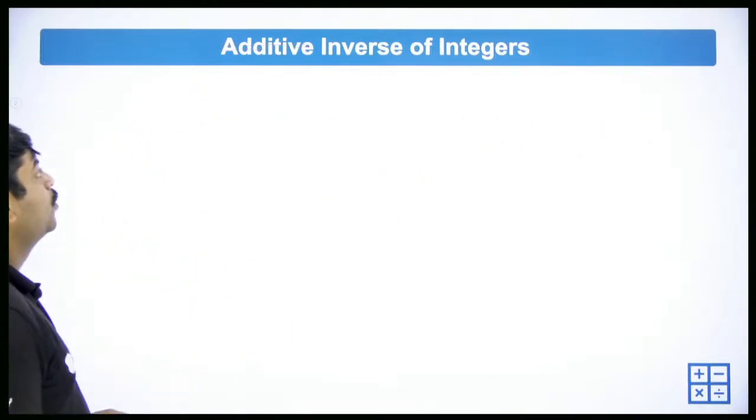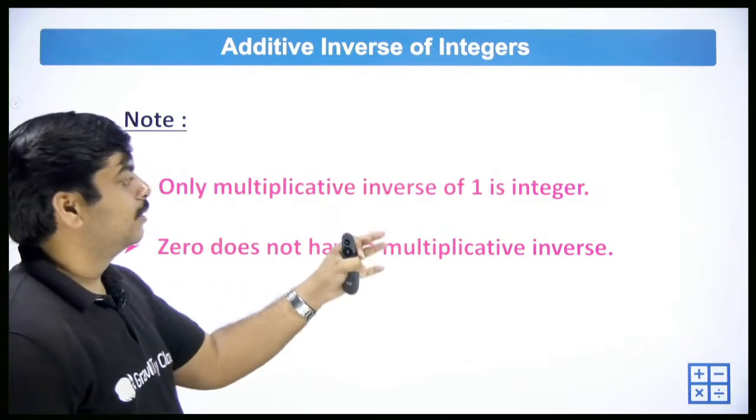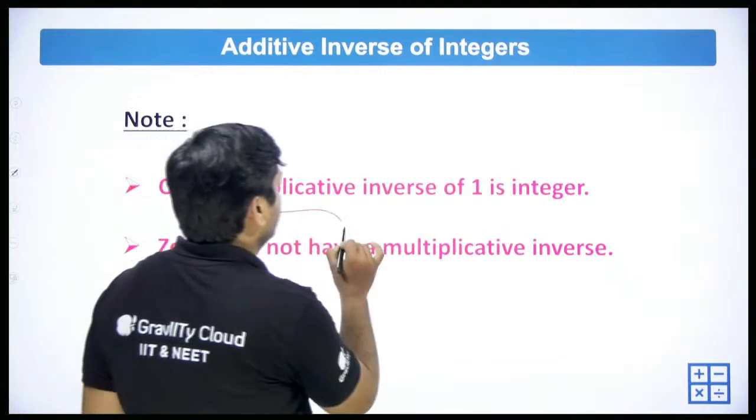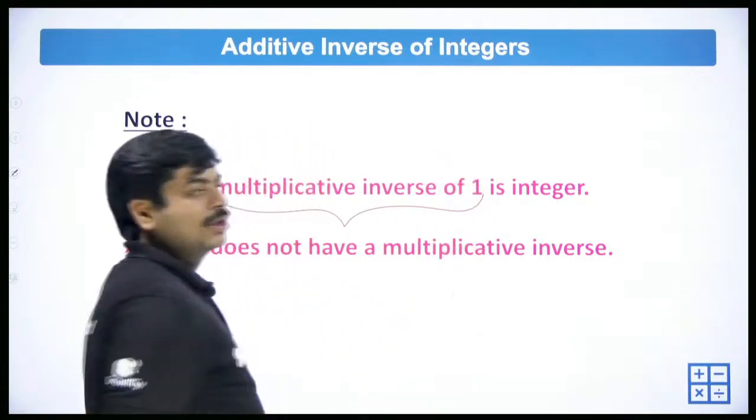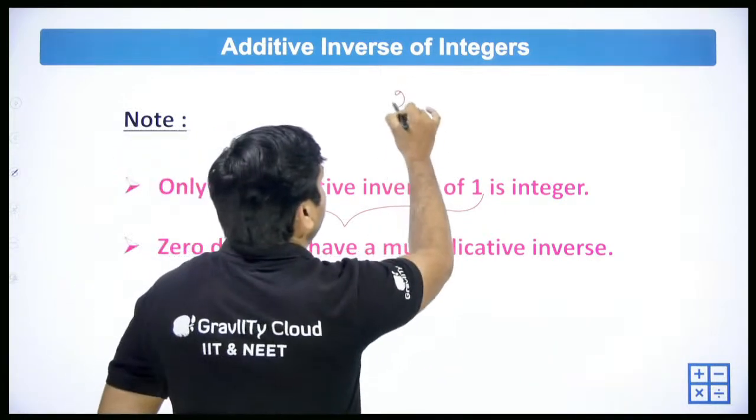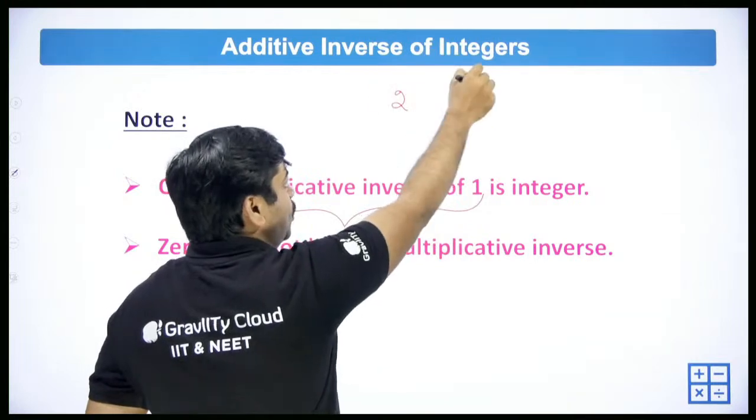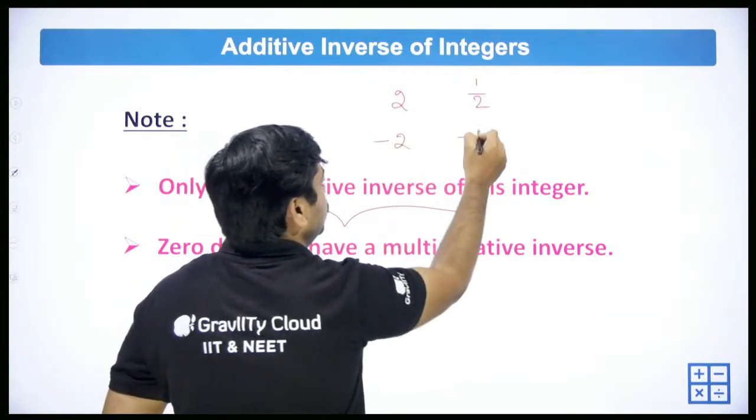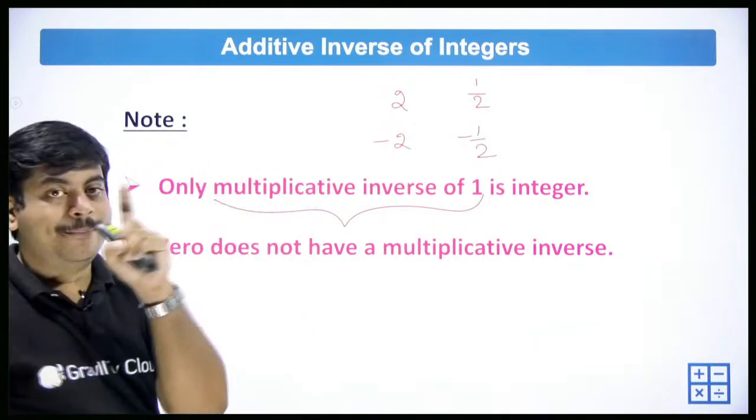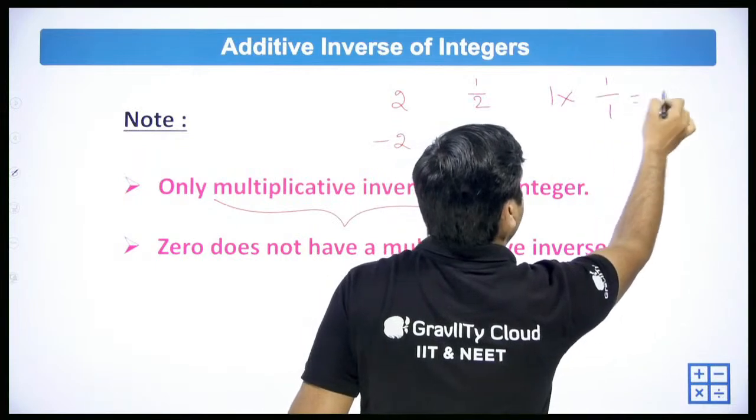So next we are going to discuss that the only integer whose multiplicative inverse is an integer is 1. Why? For the number 2, what is the multiplicative inverse? 1 by 2. Is it an integer? No, this is not an integer. For minus 2, it is minus 1 by 2. But is that an integer? No. But only for the number 1, 1 into 1 by 1 will give you 1.